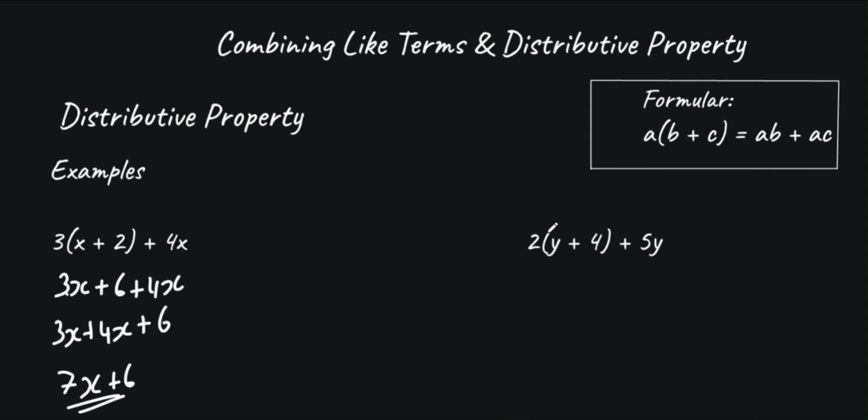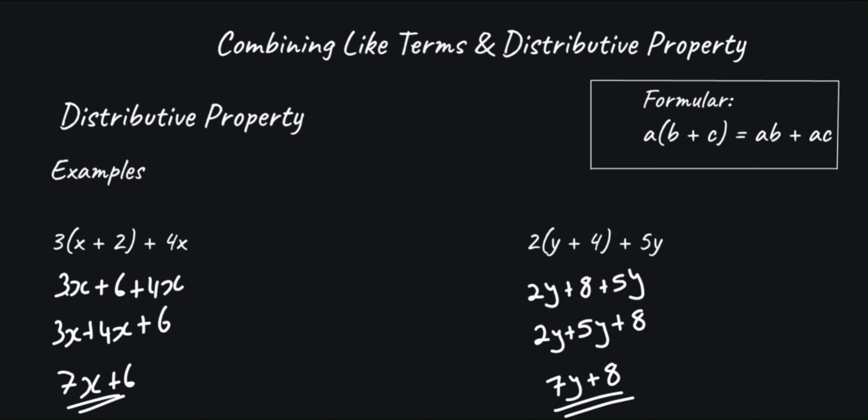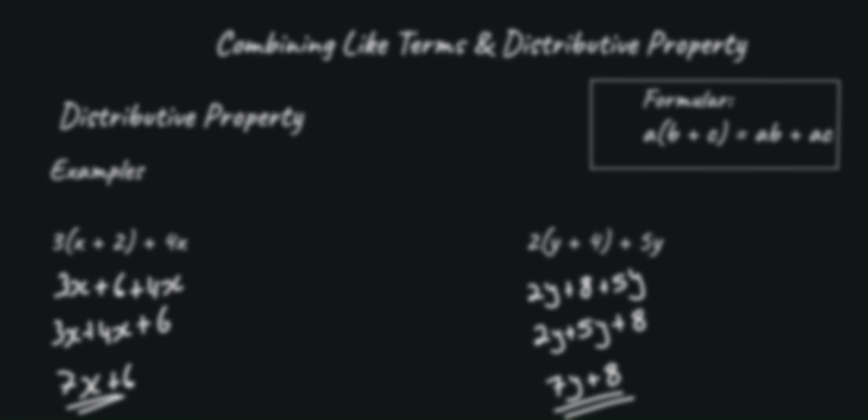Let's look at the second one. Again, we have to open up the parentheses. So we have 2 times y is 2y, plus 2 times 4 is 8, and plus 5y. 5y and 2y are like terms, so we'll group them. We say 2y plus 5y plus 8. 5 plus 2 gives us 7. So we have 7y plus 8. And that is your answer.